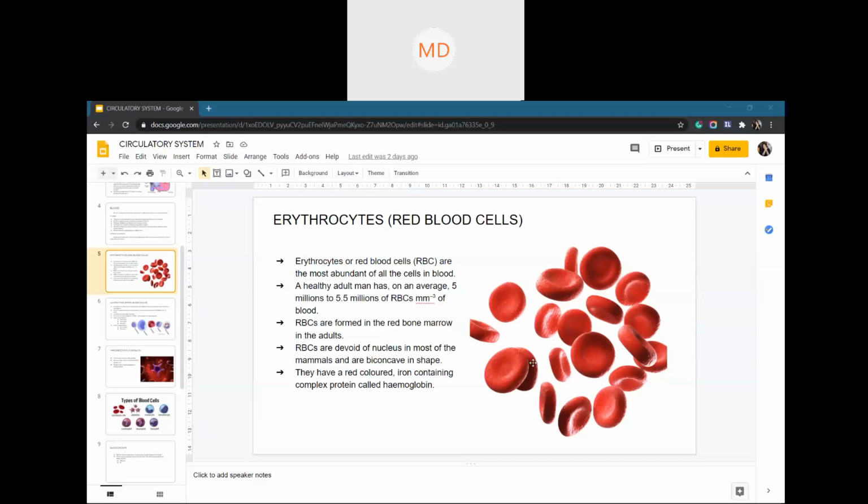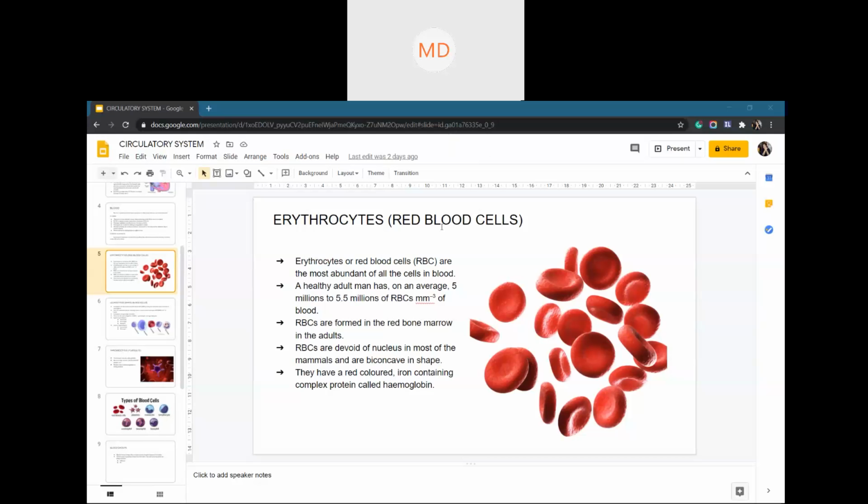And one more thing. When we discussed anaerobic respiration, we discussed that the red blood cells don't have any mitochondria. That is why they go for anaerobic respiration, right? The red blood cells don't have any mitochondria.